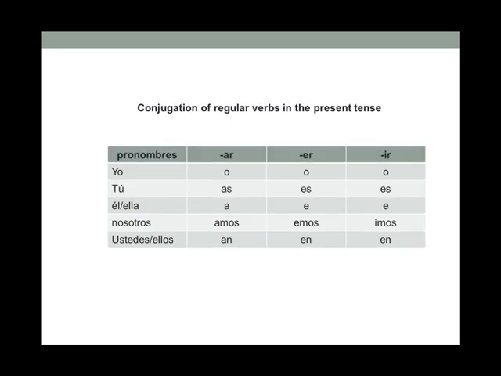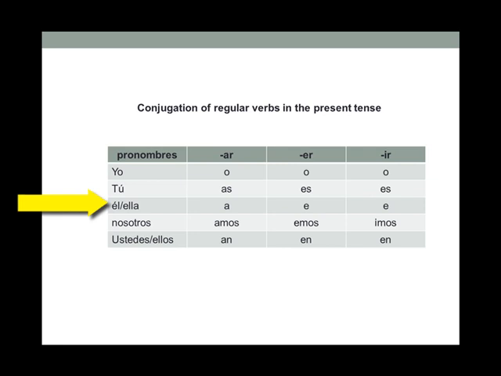Now, just to sum up what we just did, this is a chart that shows you all of the conjugations. If you see, all of the conjugations for yo are always going to end in o. Always for yo. Tú is always going to have that S at the end, and it's going to match the ending of the infinitive. So if the infinitive is an AR, it's going to have an AS. If it's an ER, it's going to be an ES, and if it's an IR, it's going to be an IS.